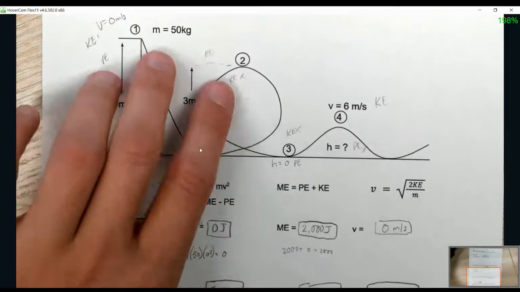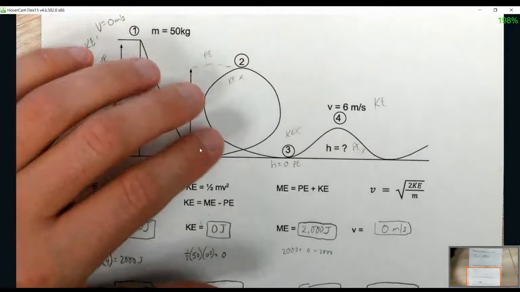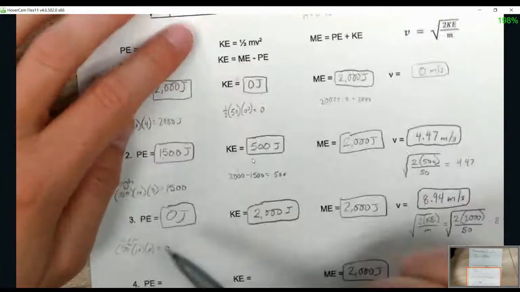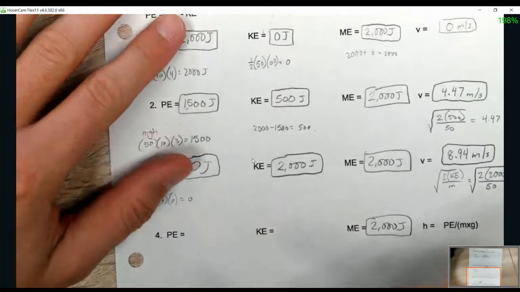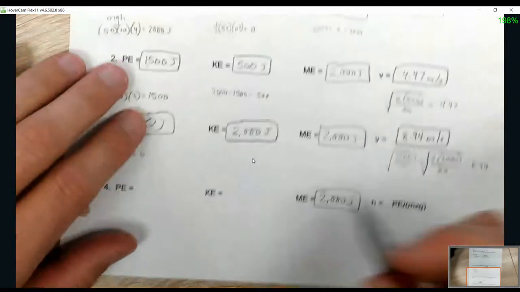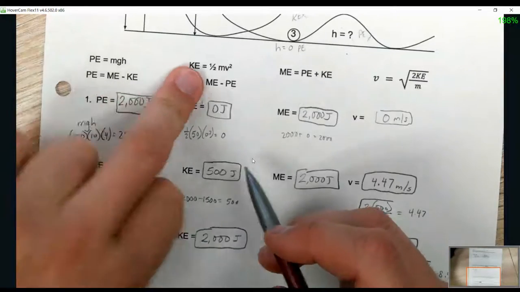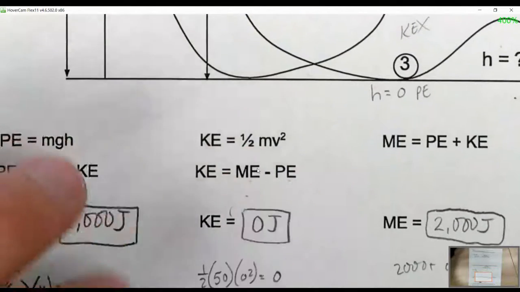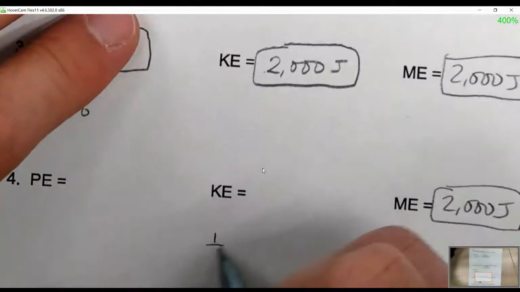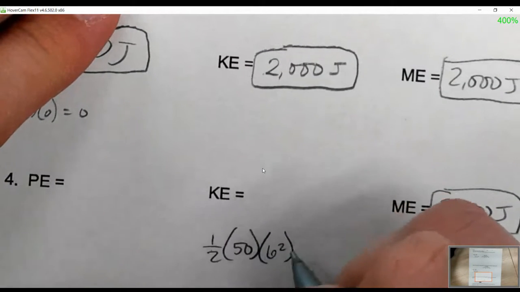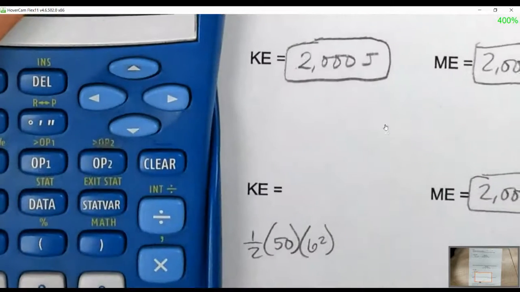All right, so we've got points 1, 2, 3 complete. Now for point 4. For point 4, we don't know what the height is, so we cannot figure out the potential right now. They did give us velocity, though, so you can find out the kinetic energy. The equation for kinetic energy is 1/2 mv squared. If we zoom in here, 1/2 mv squared. So you've got to take 1/2 m, which was 50, times 6 squared. Let's throw that into the calculator.